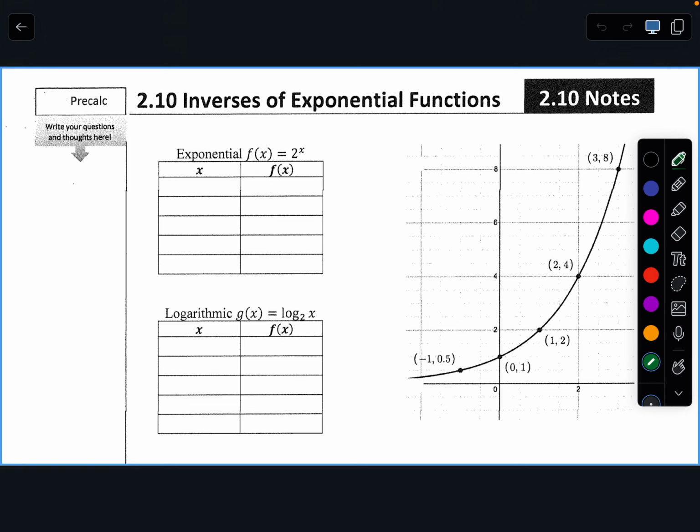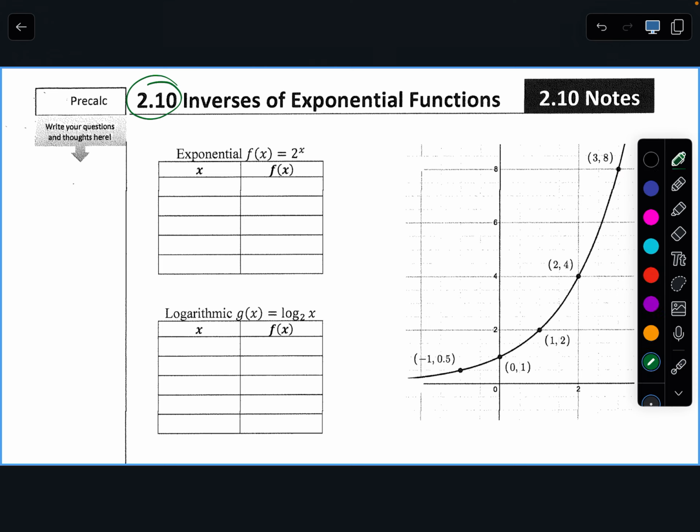Hey guys, welcome back, and we're going to jump into 2.10 inverses of exponential functions. So we've got this graph over here on the side, and it's an exponential function, and it's 2 to the x. So if I look at these points here, I can see this point is at (-1, 0.5), (0, 1), (2, 4), (3, 8). I record those points over here as values of x and y.